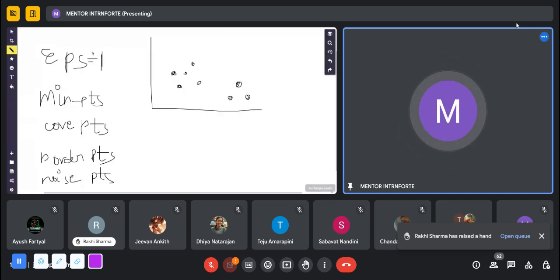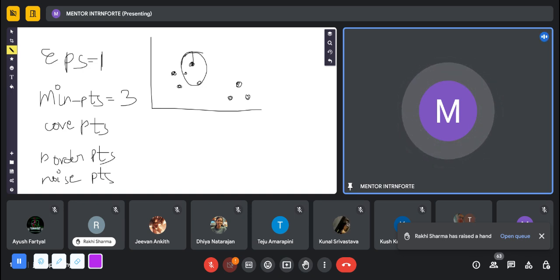Okay. So first of all, let's say I have epsilon 1 and minimum points equals 3. Whenever DBSCAN sees data points like this, it will take a random point. Let's say this is one random point, and within one epsilon distance, it will try to find these 3 points. Do I have 3 points, including itself, within one epsilon distance? Let's say this is your first one epsilon distance. Do I have that or not is what it will try to look for. So this is the first goal of epsilon.